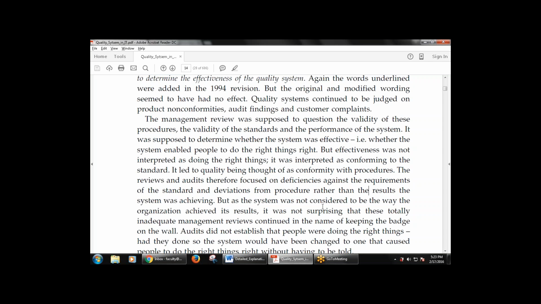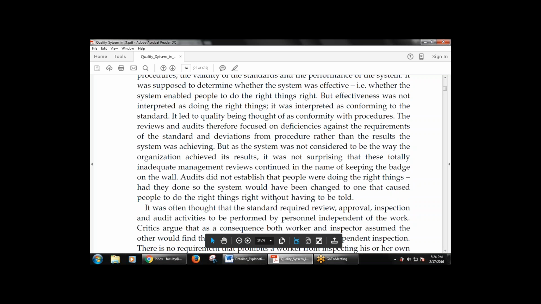And audits did not establish that people were doing the right things. Had they done so, the system would have been changed to one that caused people to do the right thing. That means audit is only done to consider the effectiveness. And what is effectiveness? Whether the standards are maintained or not. So it is the one that causes the people to do the right things in the right direction without having to be told.